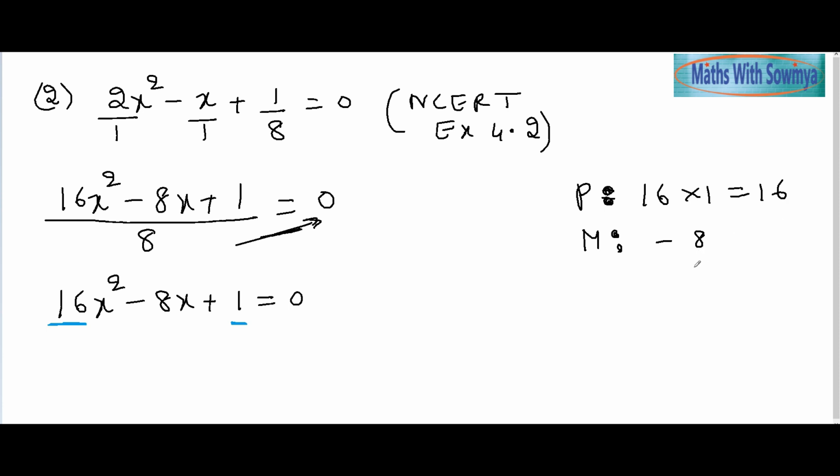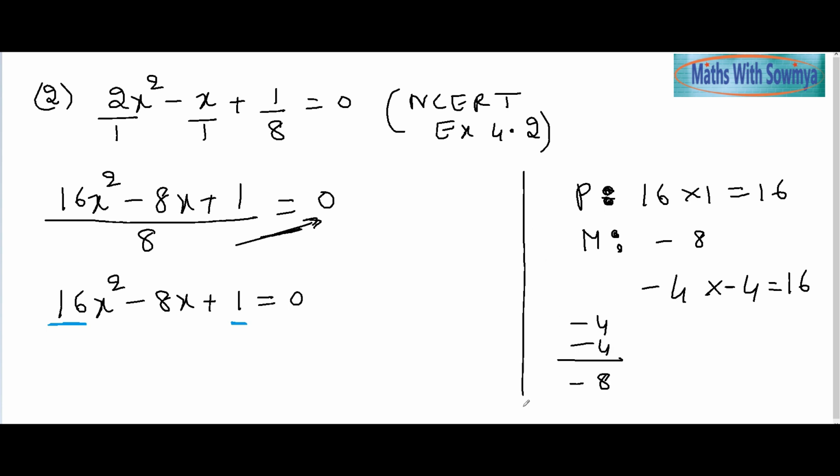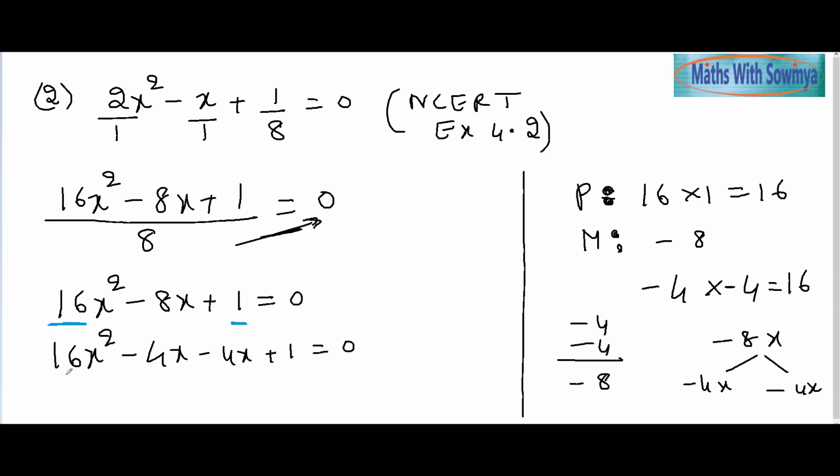So, we can see here how to go with this 16. Easily 4 and 4. 4 4s are 16, which gives you 8. But we want minus 8. So, put negative for both of them. Minus into minus plus, 4 4s are 16. Minus 4 will give you minus 8. So, now 16x square minus 8x, I split it into minus 4x, minus 4x plus 1 is equal to 0.